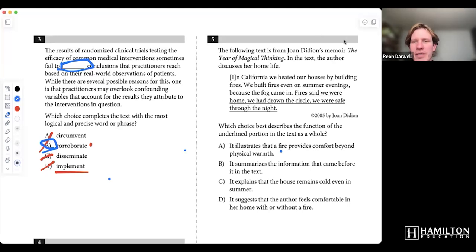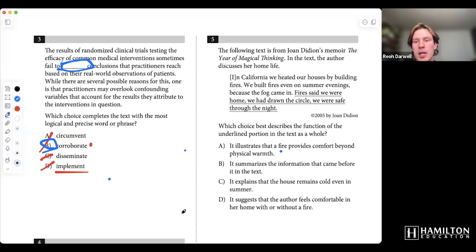All right, so question 5 is the first kind of real reading passage question on the test. So we have Joan Didion's memoir, The Year of Magical Thinking. The question asks about a selection from the text. The underlined: fire said we were home, we had drawn the circle, we were safe through the night. All right, so why they built fires every night. So now, what does that function as in the text as a whole?